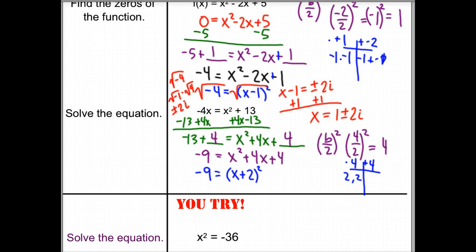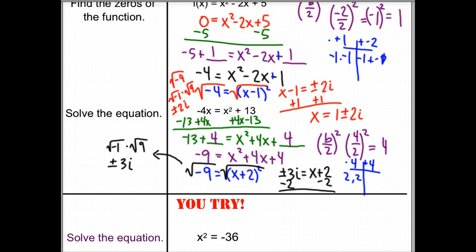And again, this is where it comes into play that we have imaginary numbers when we square root both sides. So remember that the square root of negative 9 is actually the square root of negative 1 times the square root of 9, which is 3i, plus or minus 3i. So we have plus or minus 3i is equal to x plus 2. Subtract 2, subtract 2. So our final answer here is going to be x is equal to negative 2 plus or minus 3i.